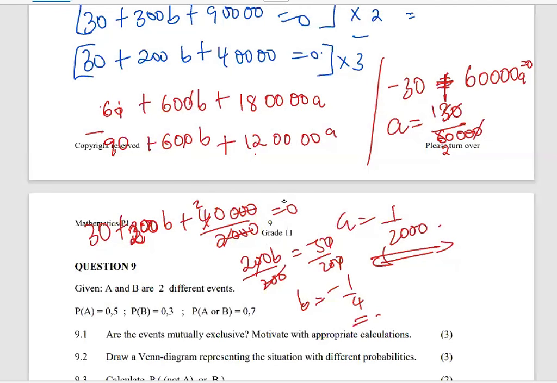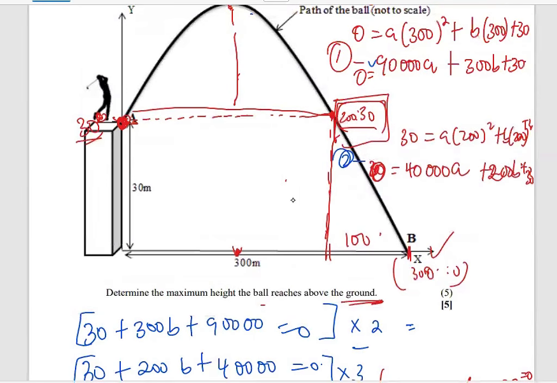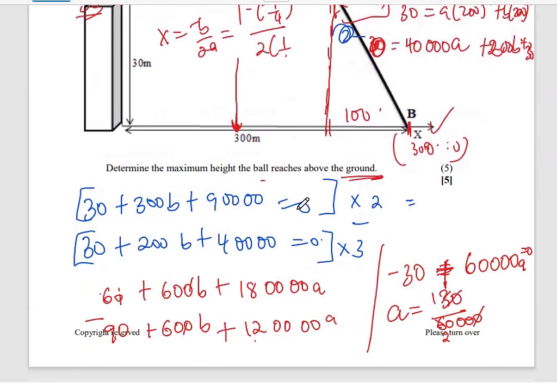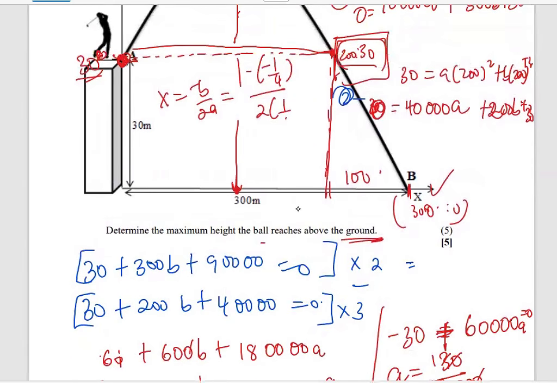So for us to get the maximum height, we can say x is negative b over 2a. We want to find this value here. So our b is negative a quarter, so negative and negative a quarter, over twice times 1 over, we said 2000.